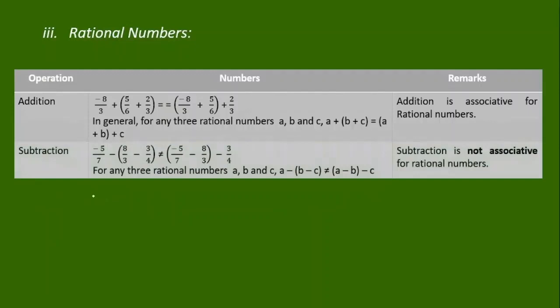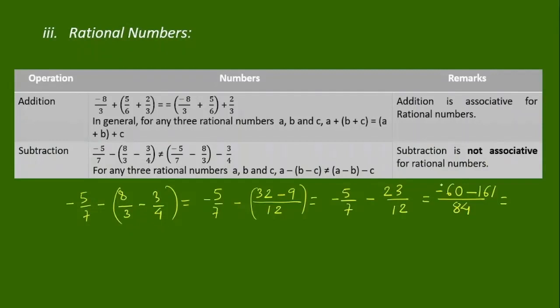So for subtraction I am considering minus 5 upon 7 minus 8 upon 3 minus 3 upon 4. Okay. So this is minus 221 divided by 84. Okay. So this is my LHS side answer. So on the RHS side I am having minus 5 upon 7 minus 8 upon 3 minus 3 upon 4.